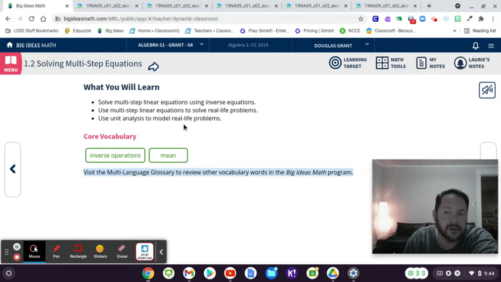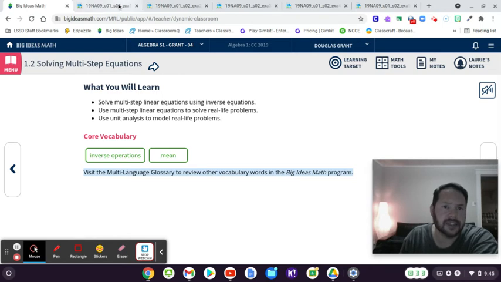So there's a couple of new terms. Not new, you've used them before. One is inverse operations, which we used in 1.1. So the inverse of adding is subtracting, the inverse of multiplying is dividing, and the other is mean. This is mathematical mean. So that's like the average when you add up a set of numbers and divide by how many numbers there are. So you'll see mean on a few of your questions.